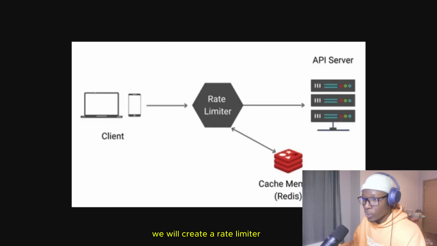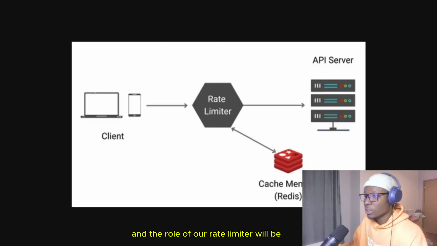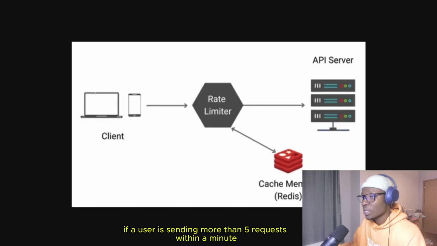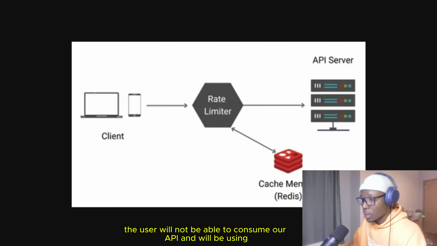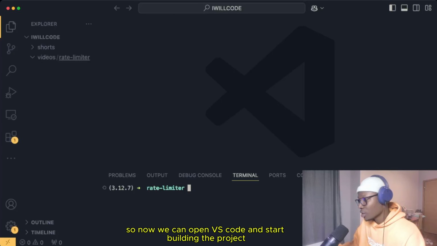So let me explain one more time what we are going to do in this video. We will create a rate limiter. First of all, we will create a simple API, and also we'll be creating this rate limiter. And the rule of our rate limiter will be that a user can only send 5 requests per minute. If a user is sending more than 5 requests within a minute, the user will not be able to consume our API, and we'll be using Redis as caching memory. So now we can open VS Code and start building the project.